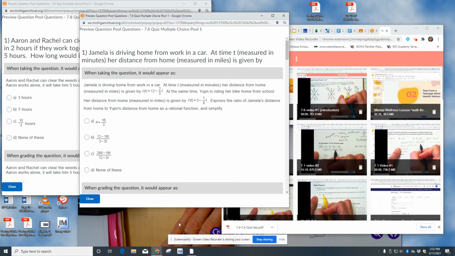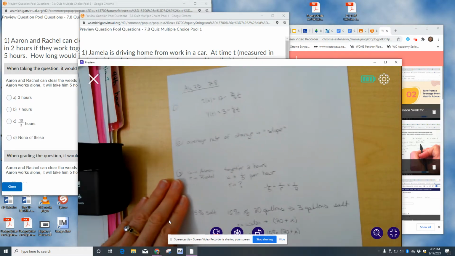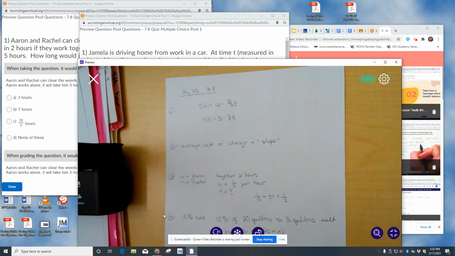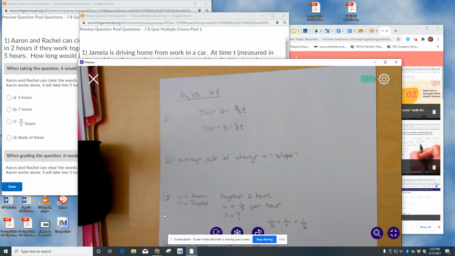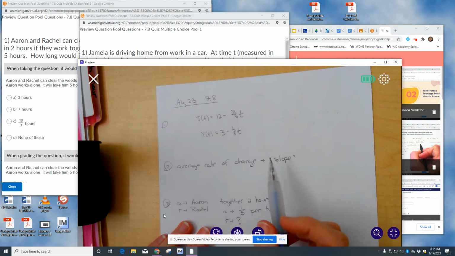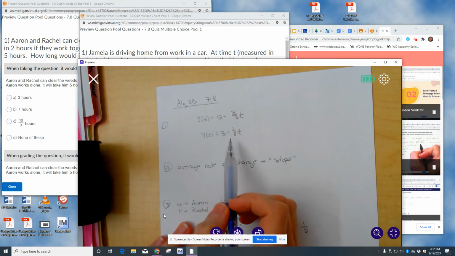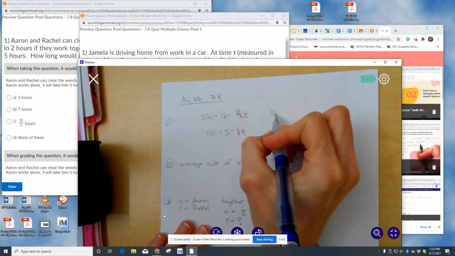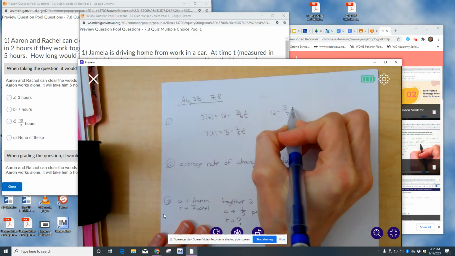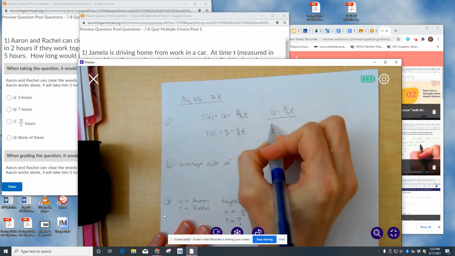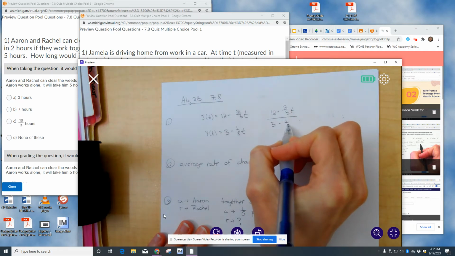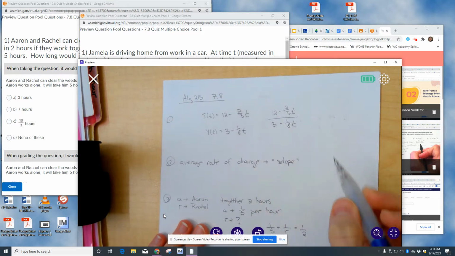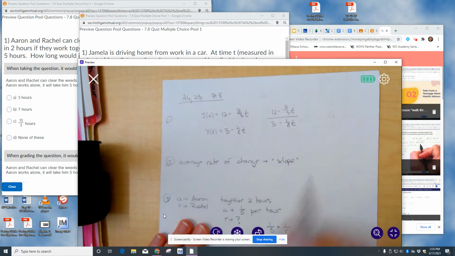A rational number is a fraction. So a rational function is a fraction. I'm going to see if I can zoom this in a little bit. So again, this is 7-8. So we have these two functions that represent their distance over time, and they just want you to put it into a fraction. So I'm just going to take the first section and put it over the second section. That is a rational function that represents the ratio of the first person's time to the second person's.